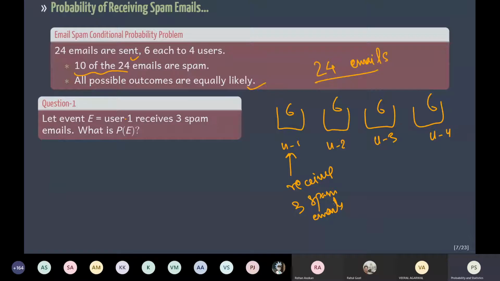What are the ways user 1 is going to receive 6 emails, and out of these 6 emails, what are the ways user 1 is going to receive 3 spams? And what is there in the sample space? Tell me what you think, tell me your answer, and then I can look at the chat.